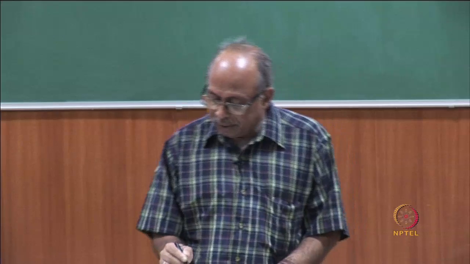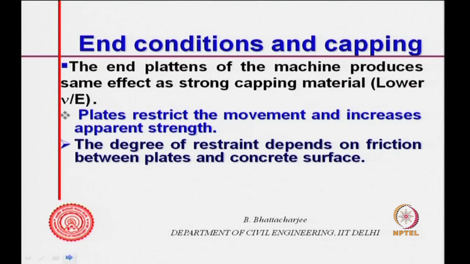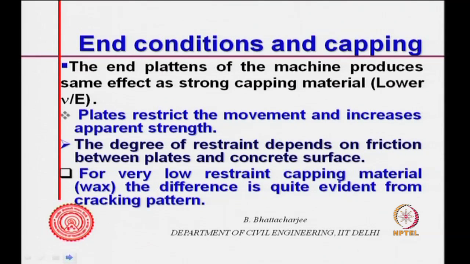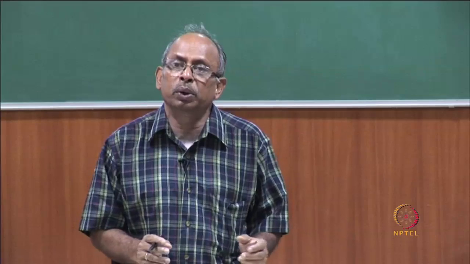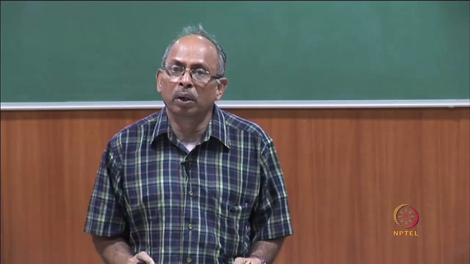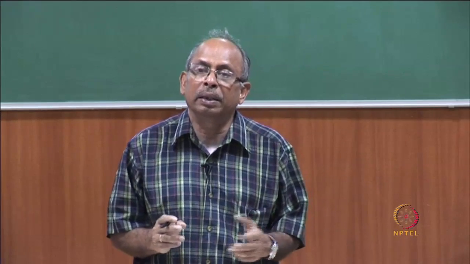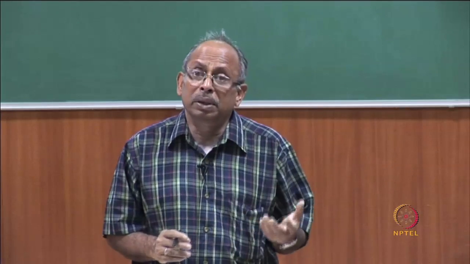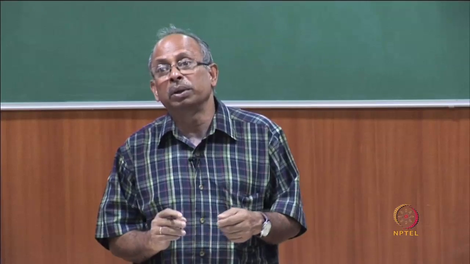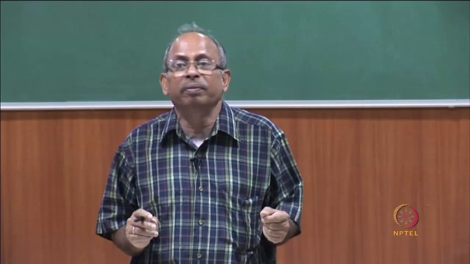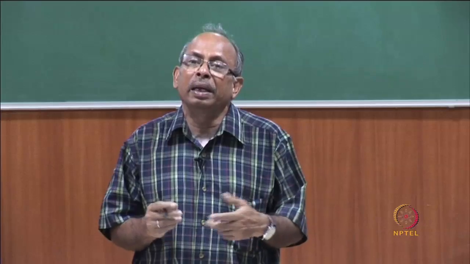The degree of restraint depends on friction between plates and concrete surface. For very low restraint capping material, let us say wax, the difference is quite evident from the cracking pattern. Wax is a very weak material, it does not restrain and expands quite a lot, and therefore you can find almost vertical cracks. Something similar, for example rubber or Teflon, has high strength but low stiffness. So, it allows expansion but does not fail itself, and therefore the effect of the plates is gone.